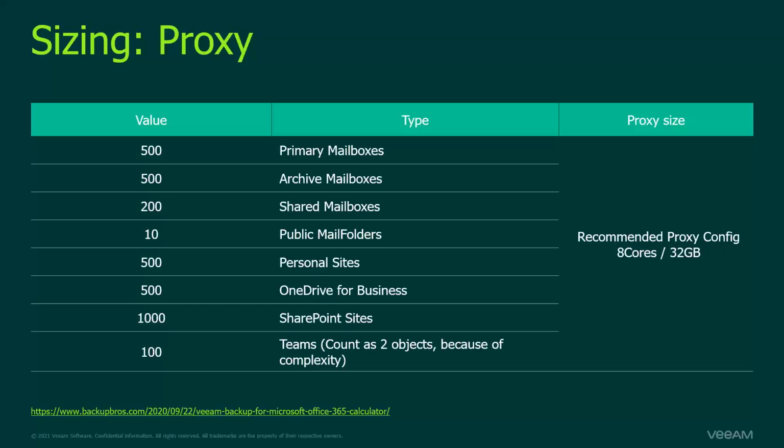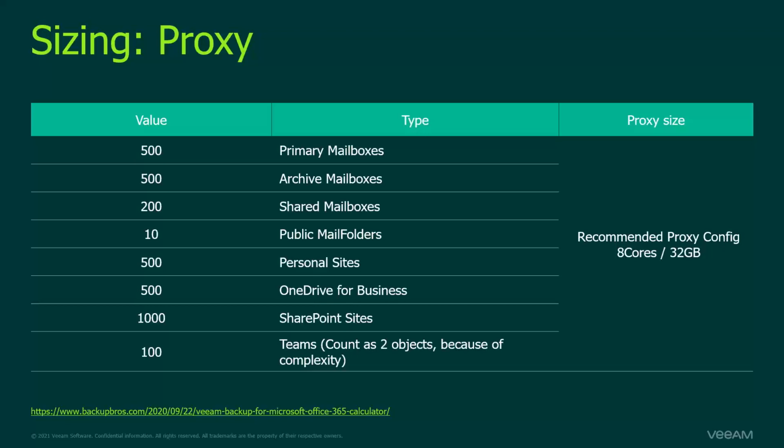For example, you have an organization with 500 users, and you might need to protect all mailboxes, primary and archive, 200 shared mailboxes, some of them public mailboxes, their personal sites, OneDrives, along with SharePoint sites as well, and Teams users. So all together, all in one bundle. The total number of objects, in this case, if you sum it up, will be around 3,410, I believe.